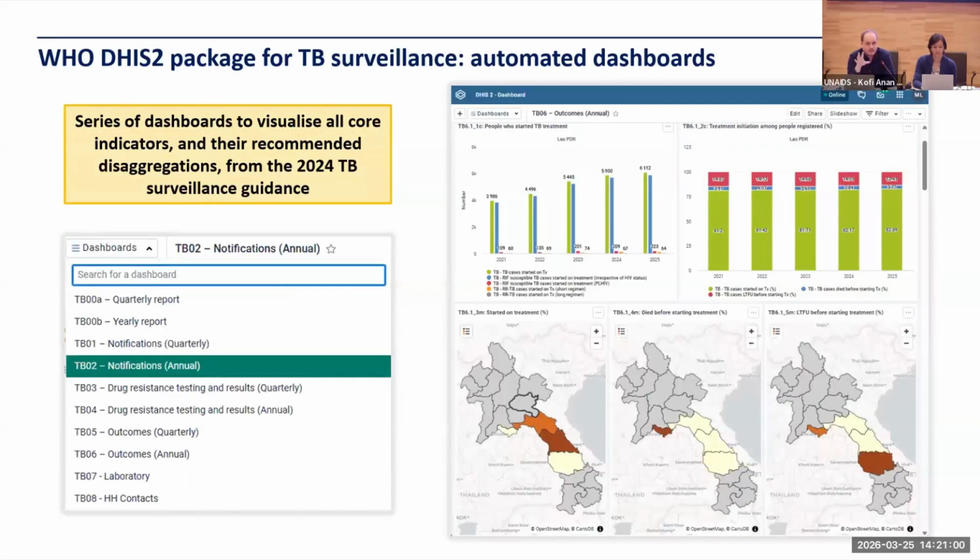Once the data gets entered into the system, there's a series of dashboards to help visualize all of these core indicators that are covered in the surveillance guidance and their disaggregations. And through these series of dashboards, it should really facilitate more comprehensive and routine analysis of TB data.